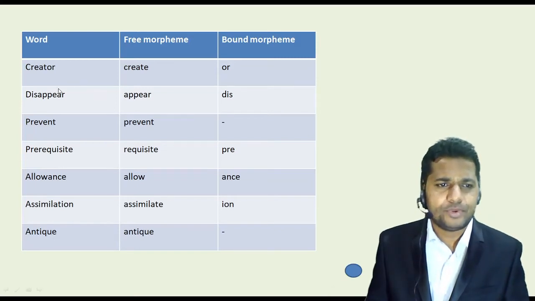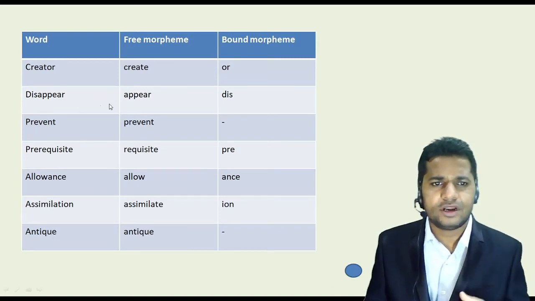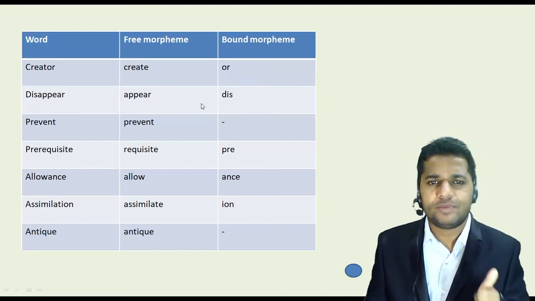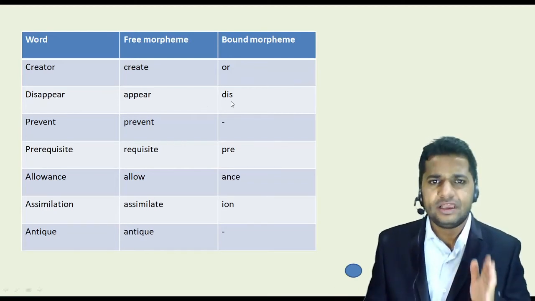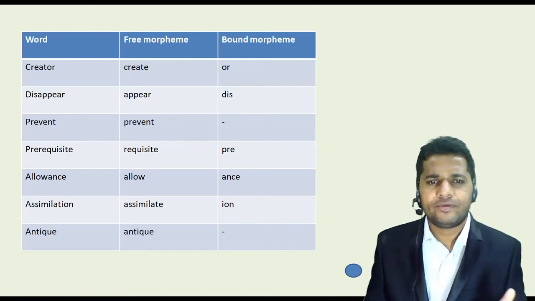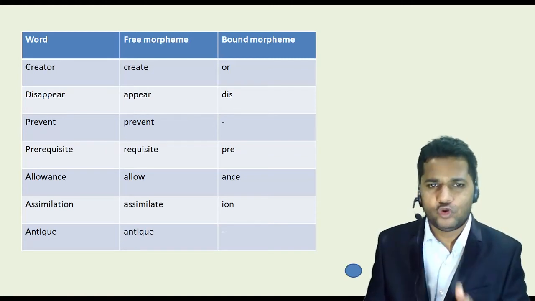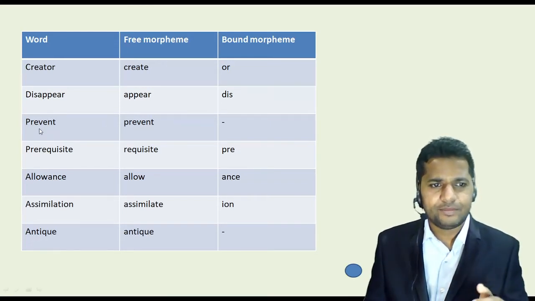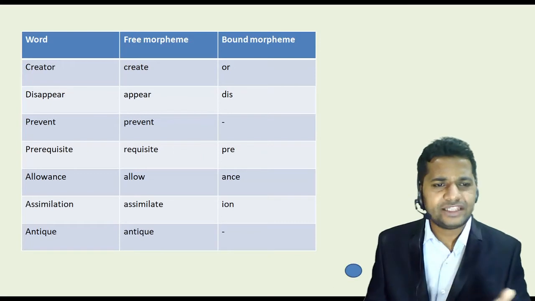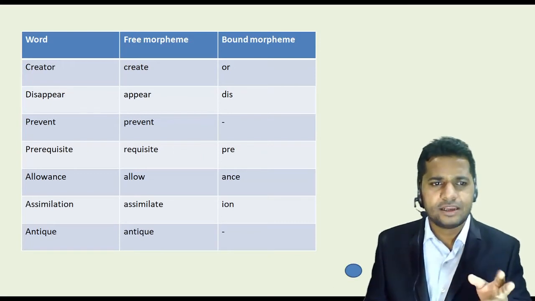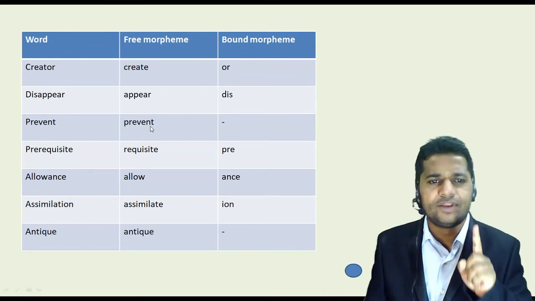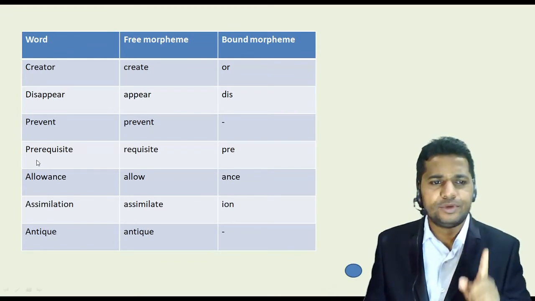Now if you say disappear, we have again two morphemes here, appear and dis. Appear is a free morpheme, it's a meaningful unit, but dis is not a meaningful unit. It should be bound with some free morpheme, only then will it be a meaningful unit. So dis is a bound morpheme, appear is a free morpheme. Prevent, you cannot divide this word into two morphemes like pre and vent, because it's just one word. So you can say prevent is just one free morpheme, a meaningful unit. Next, prerequisite. Here you have requisite and pre.